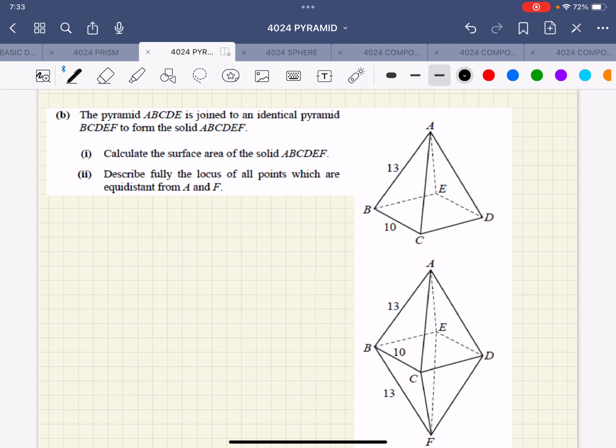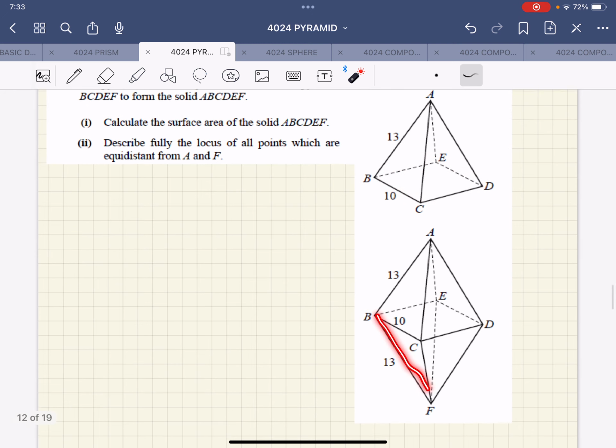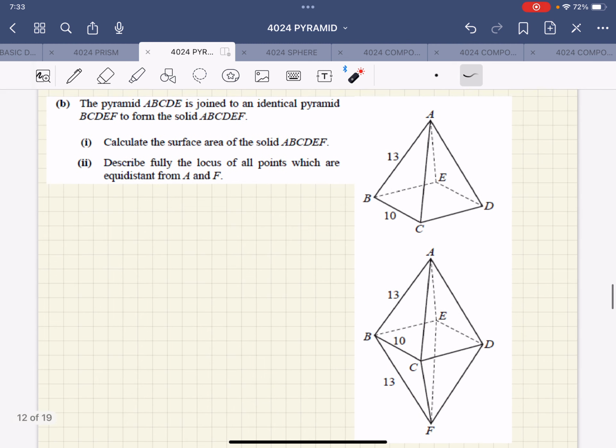They are taking this pyramid ABCDE, which is joined to an identical pyramid BCDEF. So BCDE is already there, and then there is F downstairs. So basically an identical pyramid is joined. Calculate the surface area of the solid ABCDEF. Now this is a trick question.